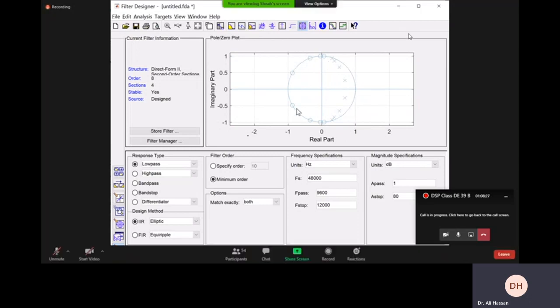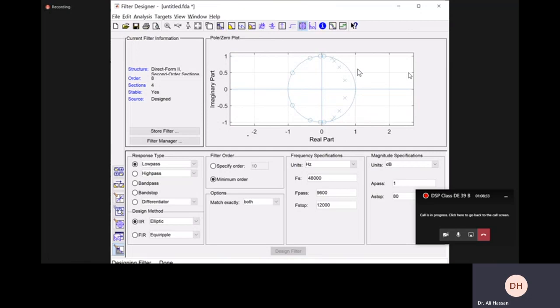I told you the importance of the unit circle, that whenever you see this in MATLAB, it will plot all your poles, and it is going to plot a unit circle just to give you comfort that all the poles are inside the unit circle. Though there is one pole which is very, very close to the unit circle.